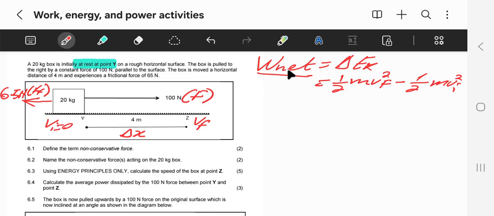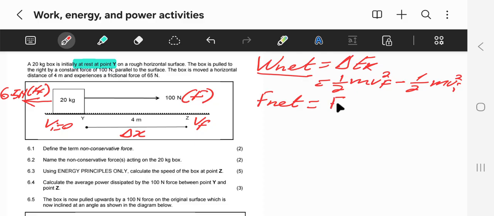Remember I said there are various ways to find work net. We said you can either find work net by looking for the sum of all the forces that are acting on this object, or you can look for your F net, or you can find the individual works done by the forces. We can find the work done by the applied force and then afterwards find the work done by the force of friction. But I'm going to do this by finding firstly my F net, and that F net I will use to find W net.